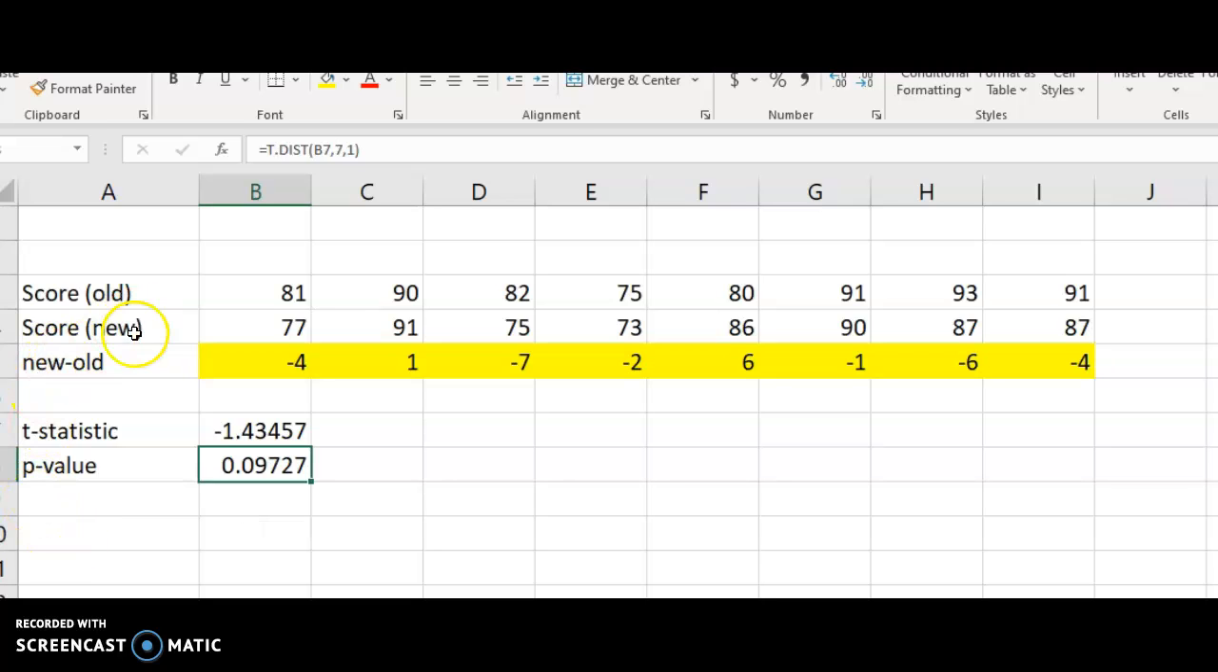We simply wanted to see if these new clubs would lower the golf score.